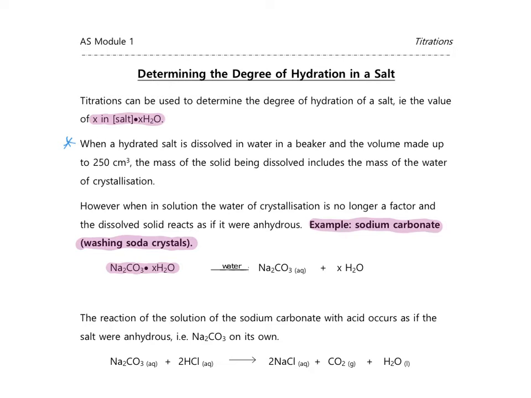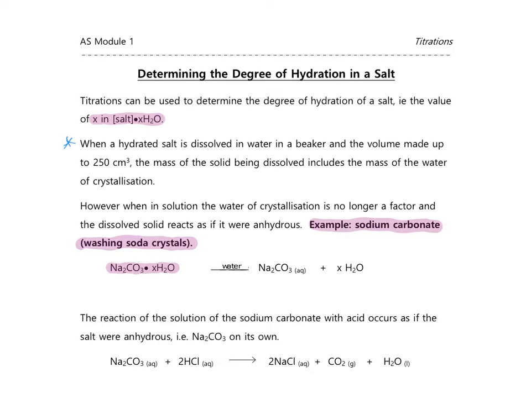Looking at the second paragraph here, when a hydrated salt is dissolved in water in a beaker and the volume is made up to 250 centimetres cubed or any other known volume, the mass of solid being dissolved also includes the mass of water of crystallisation. So when you weigh out that hydrated salt, the mass of the solid includes the mass of water of crystallisation. But when it's in solution, as we mentioned before, the water of crystallisation is no longer a factor, because those water molecules break away and are just mixed together. So you have your essentially anhydrous salt mixed in with water molecules no longer bonded to them.